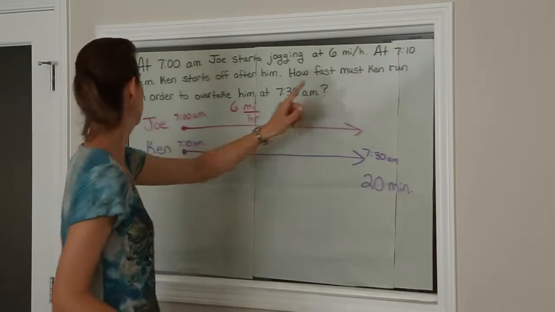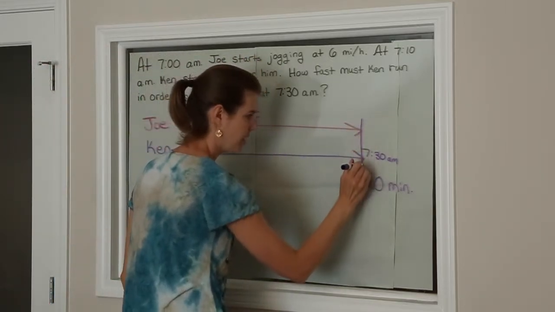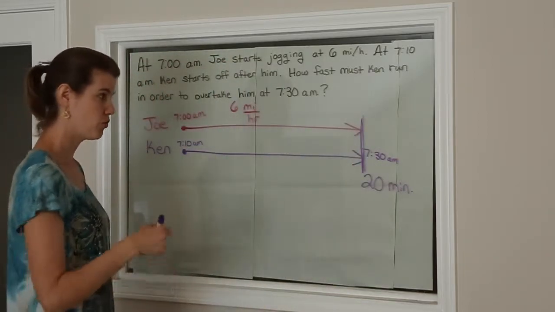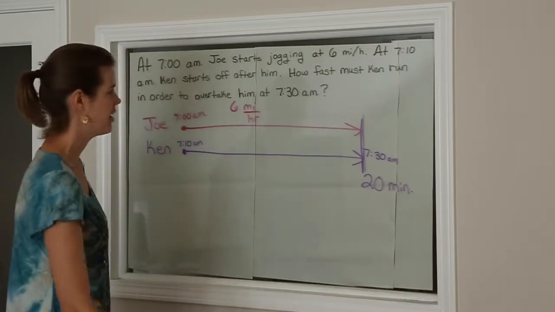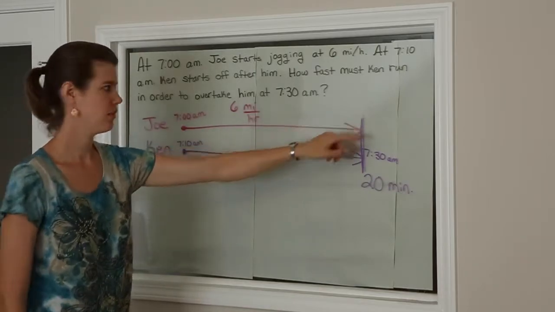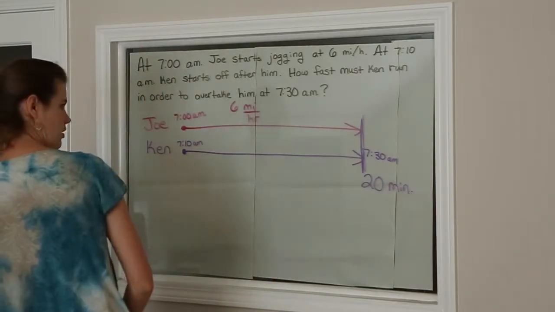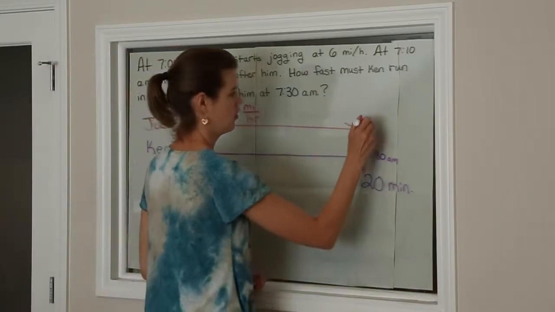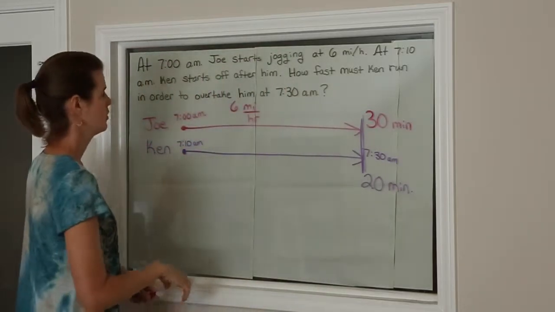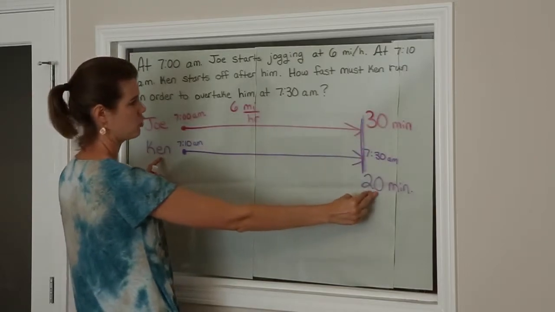Now it says how fast must Ken run in order to overtake Joe at 7:30. That means right here, it's 7:30 for both guys. They've both been running, or they both ran until 7:30 when they were at the same place. So if Joe started at 7, and then at 7:30 Ken catches up with him, Joe's been running for 30 minutes. Okay, so we know both guys' times. Joe ran for 30 minutes, Ken ran for 20 minutes.